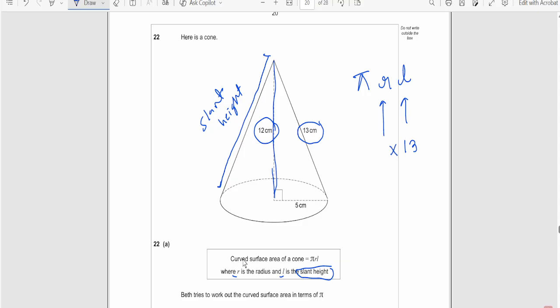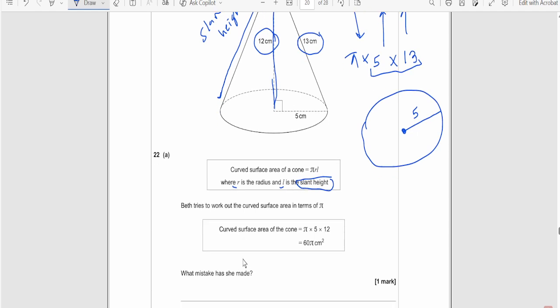And what is the radius from this diagram? Can you tell me what the radius is? No, what is the radius? The radius is this, right? This is called the radius. It's 5. Yeah, it's 5. And then pi, we keep pi as it is, right? So if you multiply 13 times 5, that would be our answer.